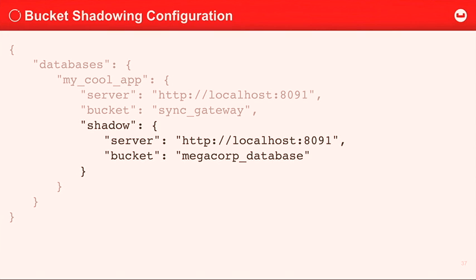And the way that we tell Sync Gateway to use the shadow bucket is via the configuration file. And if we take our original configuration file for the MyCall app database, we can add additional properties for a shadow bucket, which could be on a different Couchbase server, but we'll point to the same Couchbase server here. And the Couchbase server bucket we're going to shadow is the Megacorp database bucket.